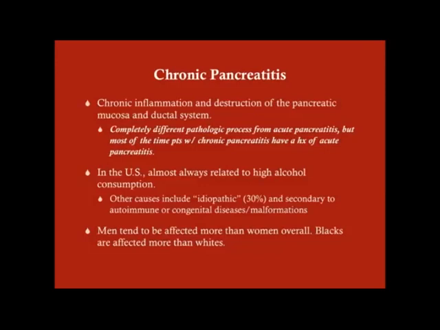Men tend to be affected more than women overall. However, if it's autoimmune pancreatitis, women have a dominance over men, as they do with most autoimmune diseases. Blacks tend to be affected more than whites, and I believe that is controlling for alcohol consumption. Black people in the United States have a per capita higher rate of alcohol consumption, but I believe this statistic is correcting for that.